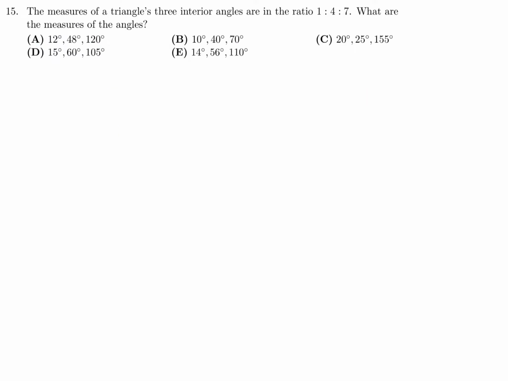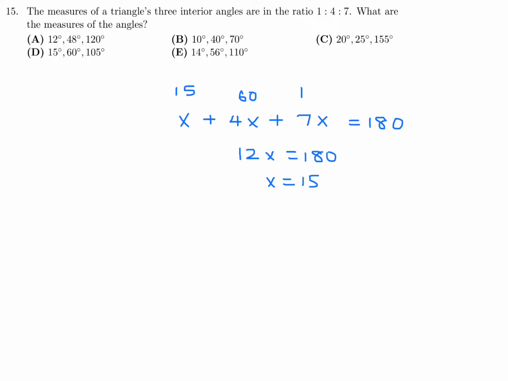The measures of a triangle's 3 interior angles are in the ratio 1:4:7. What are the measures? So we'll call them x, 4x, and 7x. And when you add them, of course, they've got to equal 180. So that means that 12x is equal to 180. So x is equal to 15. If x is 15, then this is 15, and this is 60, and this is 7 times 15, which is 105. Those are my 3 angles, and that is D for number 15.